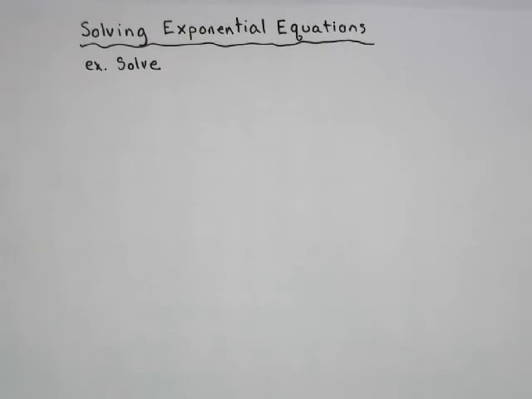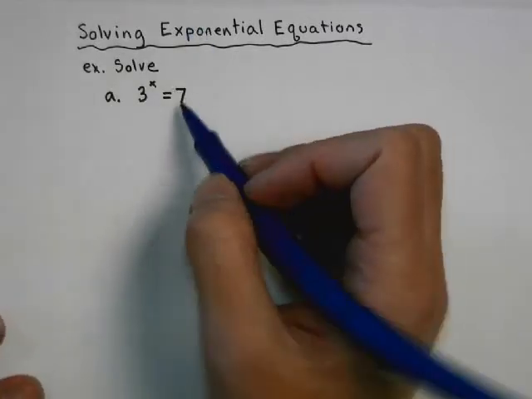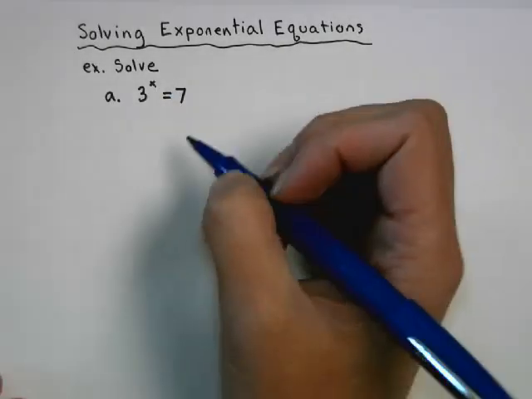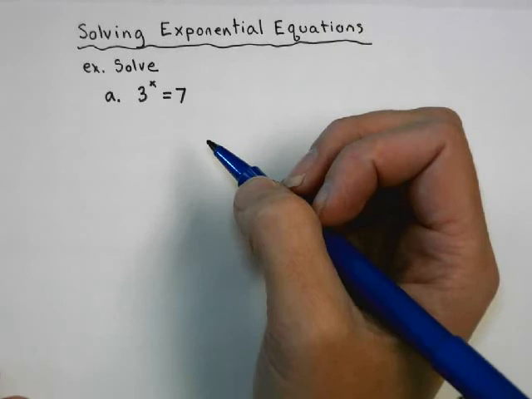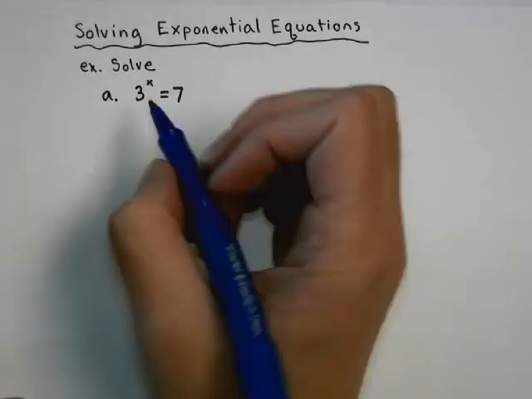The last set of types of problems we're going to solve are exponential equations. So our first question, 3 to the x equals 7. Obviously this isn't a whole number, because 3 to something does not equal 7. So to solve exponential equations, we're going to use logarithms. We're going to use the one-to-one property of logarithms backward.